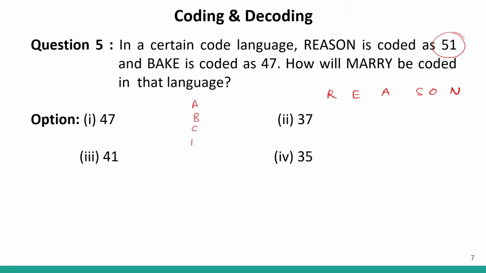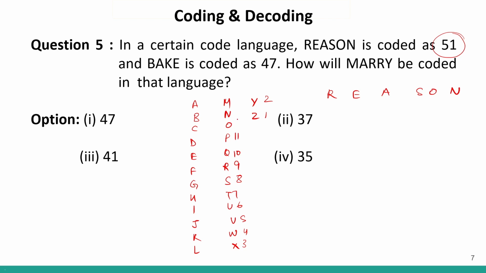A, B, C, D, E, F, G, H, I, J, K, L, M, N, O, P, Q, R, S, T, U, V, W, X, Y, and Z. So backward ranks are 1, 2, 3, 4, 5, 6, 7, 8, 9, 10, 11, 12, 13, 14, 15, 16, 17, 18, 19, 20, 21, 22, 23, 24, 25, and 26. These will be your backward ranks.